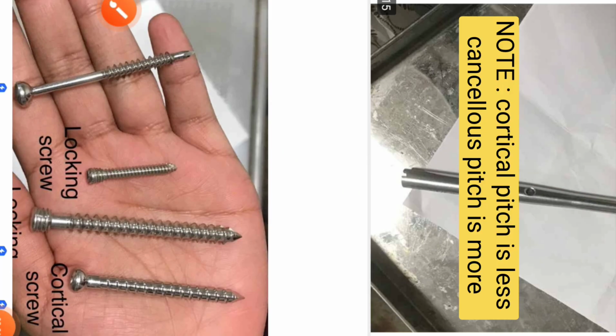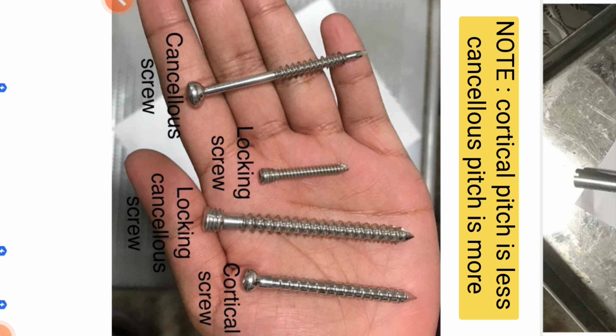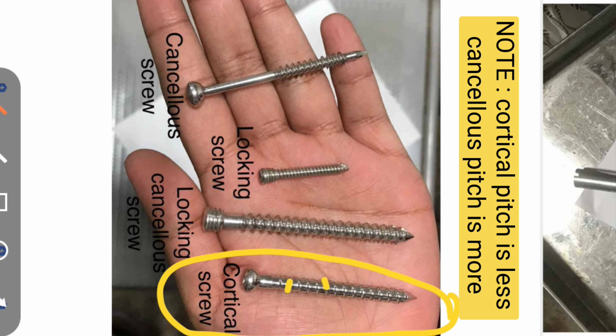Okay. So next here are all the screws. Okay, this one is a cortical screw. Cortical screw. As the pitch is more, this is a cortical screw and full. Okay, pitch is more and full.